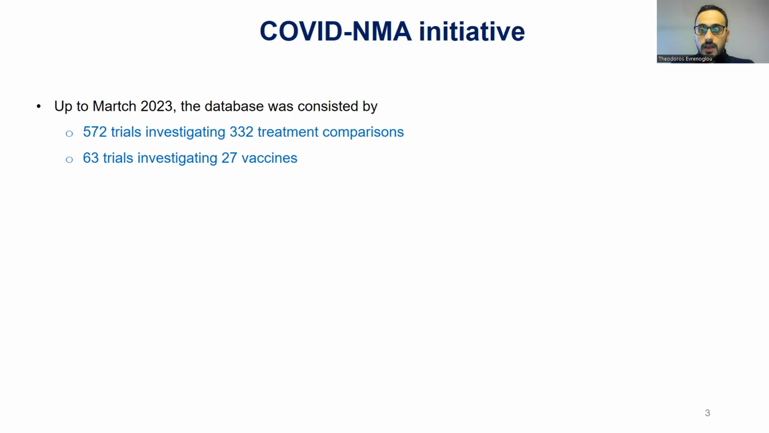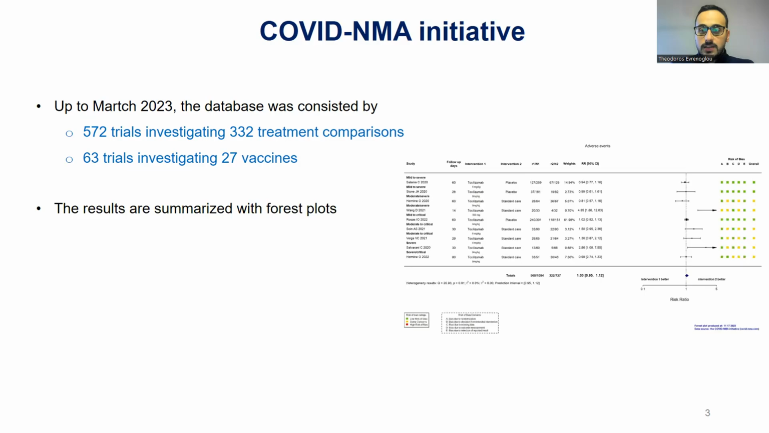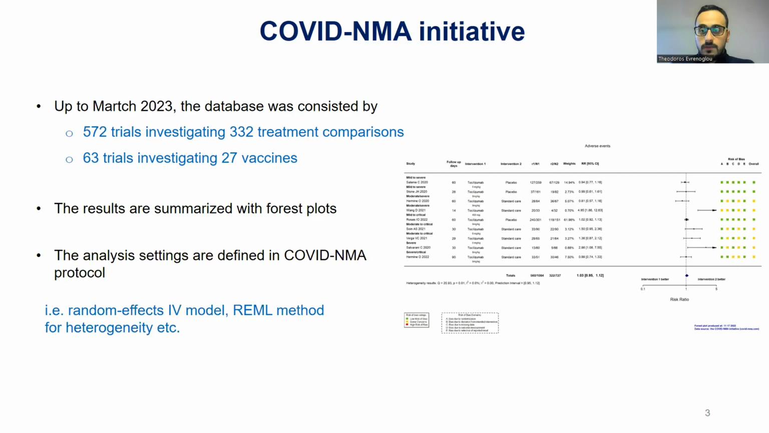All the data for the different pairwise comparisons in our database are pooled through meta-analysis and are summarized with forest plots, which are a standard way to summarize meta-analytical results. These forest plots are then uploaded on the COVID-NMA platform. The analysis takes place using some very specific settings that are defined in the COVID-NMA protocol. For example, we use a random effects inverse variance model to synthesize our data, and we use the restricted maximum likelihood method to estimate the heterogeneity parameter.